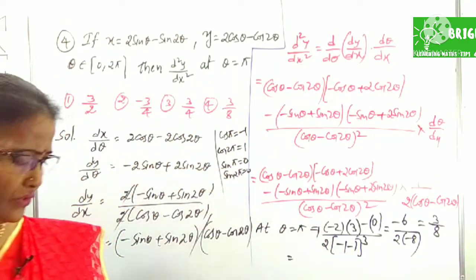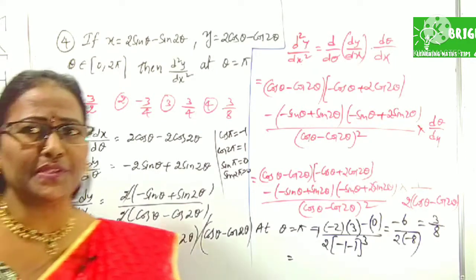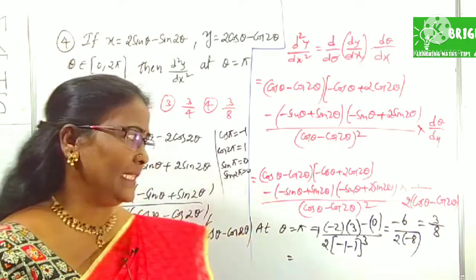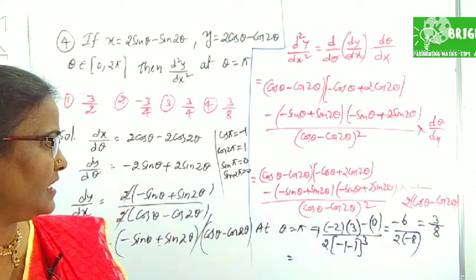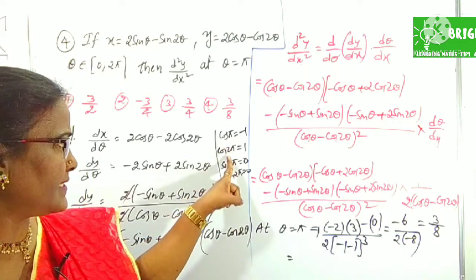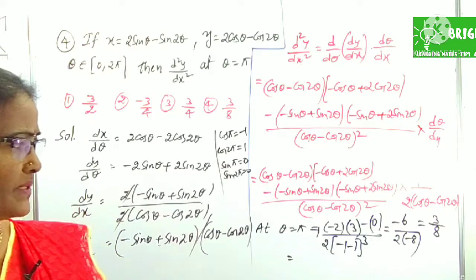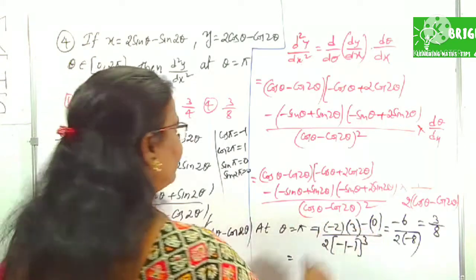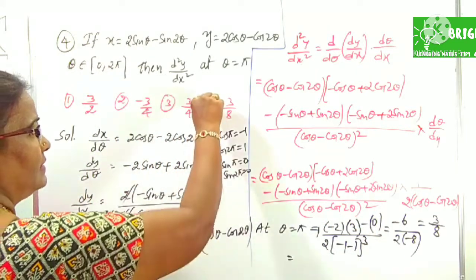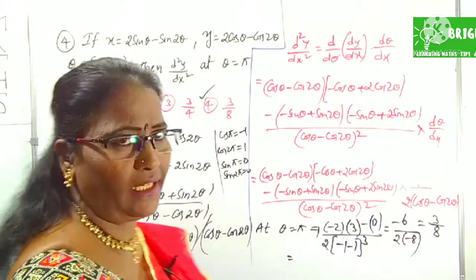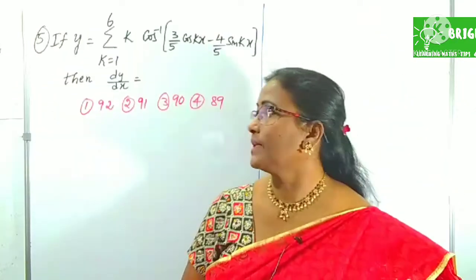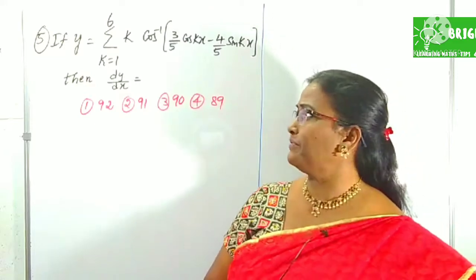Without simplifying, we can substitute the values. When the values are given, then the solution will be easy. Here you have to know what the cos pi, cos 2 pi, sin 2 pi values are. So 3 by 8 is which option? It's clearly the fourth option. Okay, is it clear? Right. Look at the next question, the fifth question I have given.